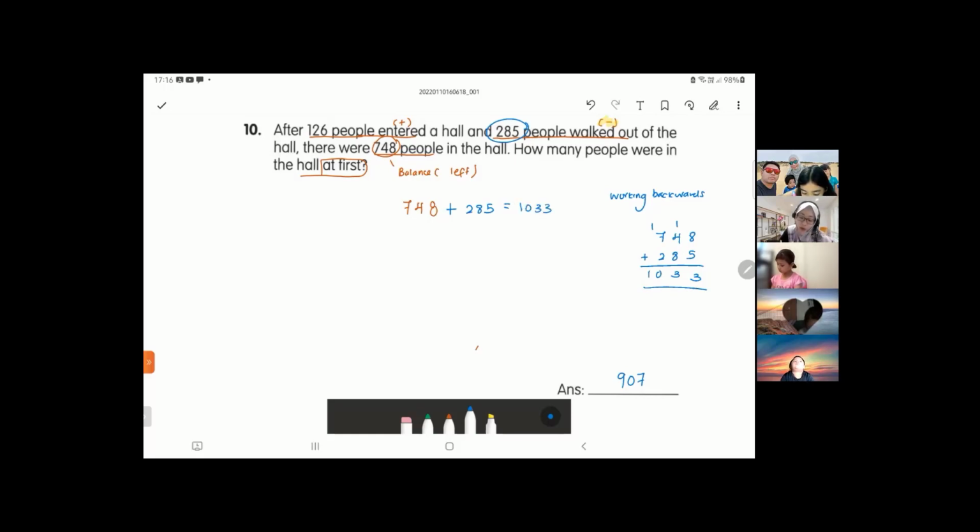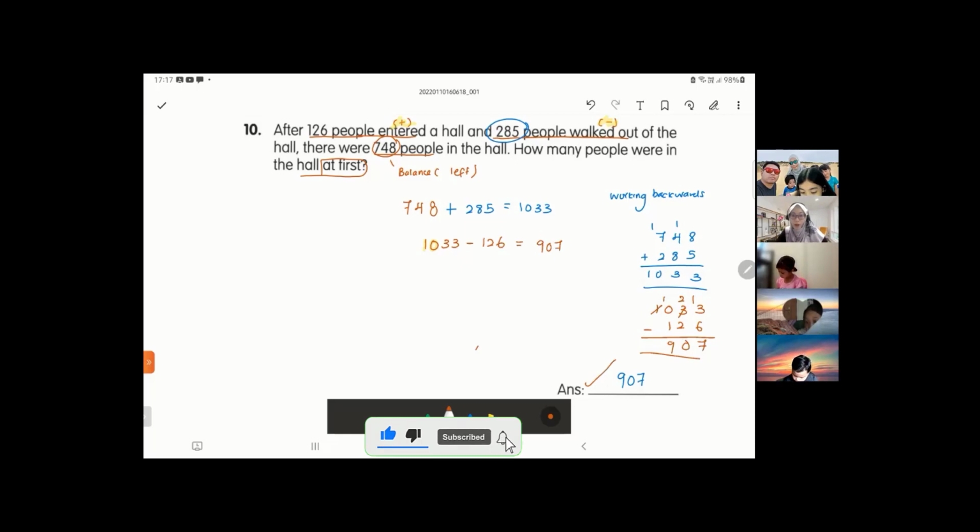Then what happened to this 1033? We go backwards again. So we look. There are 126 people who entered the hall. So at first, these people did not enter the hall. So you take them away. I don't want them to enter yet. So I take 1033 minus 126 like this equals to, so you minus now 1033 minus 126. This is 7. 3 minus 2. So you have to borrow, right? So become 0. 0 minus 1 cannot borrow. 10 minus 1 is 9. 907. So correct. Muhammad is right.